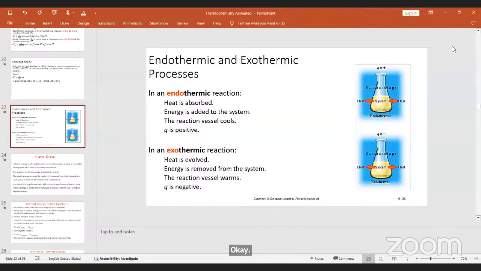So today we are going to continue from where we stopped. So we are starting with endothermic and exothermic processes.